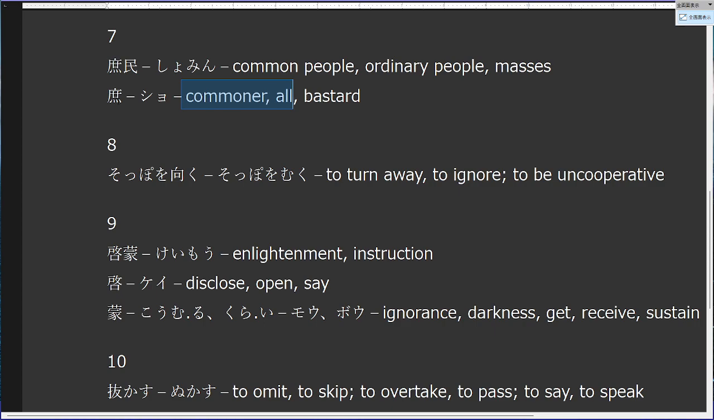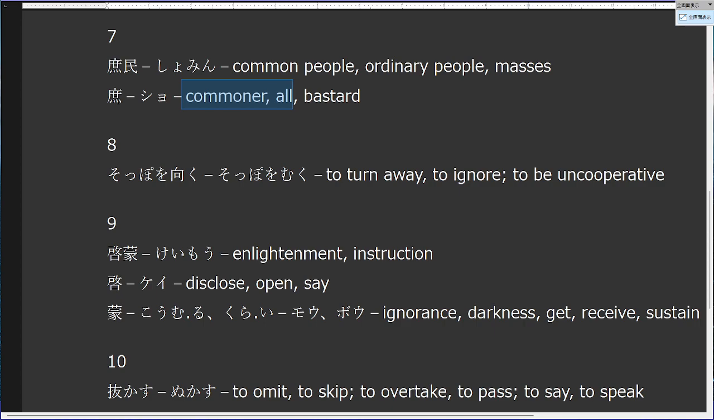Shomin no sho are commoners, or all the people. Shomin no sho desu. Sho are commoners, all the people, or bastard. And I don't really know what bastard means in this context. It might just mean someone not of royal birth. So hold your judgments out on what bastard is.